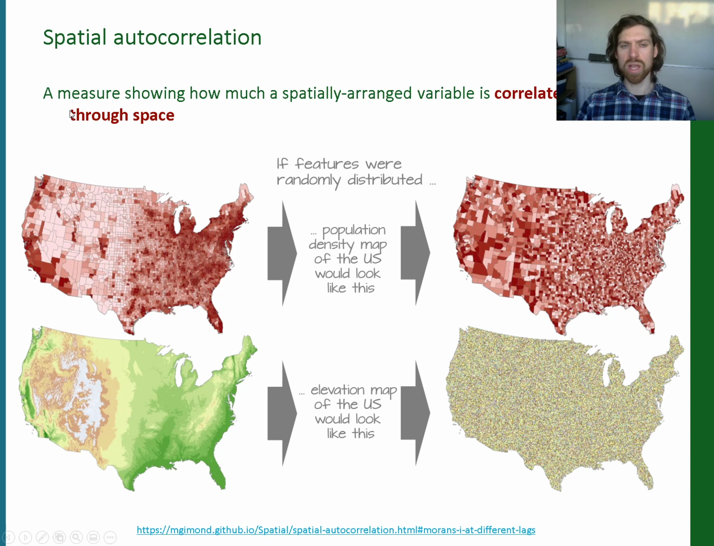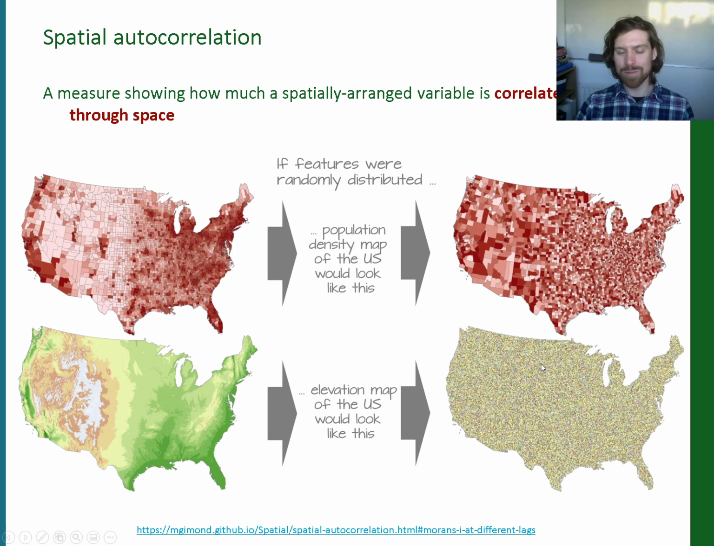Essentially, spatial autocorrelation is a measure showing how much a spatially arranged variable is correlated to itself through space. Over here we have the population density map of the US, and we have an elevation map of the US. And as I said before, these are spatially autocorrelated processes. So we are imposing these county boundaries on top of these processes which transcend these areas. This is an autocorrelated process, and we know that because if these effects were just randomly distributed, they would look like this, on the right hand side of the screen here, and you can see there's quite a significant difference between these two different features, and that's also the case for the elevation map down here. When you look at it in this way, we have an autocorrelated process over here, and a randomly distributed process here.